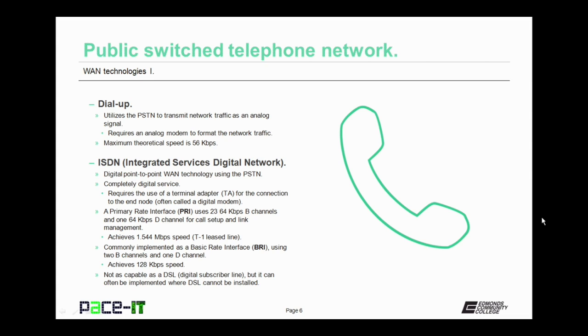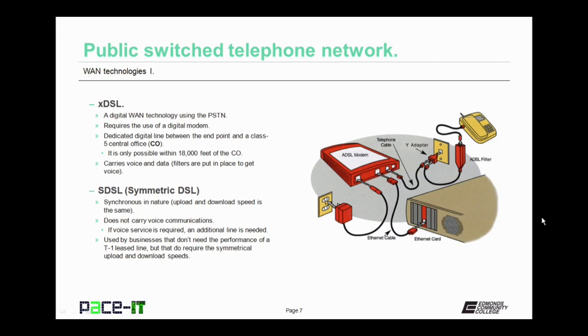The most commonly implemented form of an ISDN, though, is the BRI, the basic rate interface. It uses only two B channels and one D channel, and the BRI can achieve speeds of up to 128 kilobits per second. Now, ISDN is not as capable as a digital subscriber line, or DSL, but it can often be implemented where DSL cannot be installed.